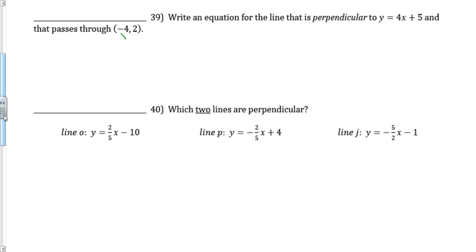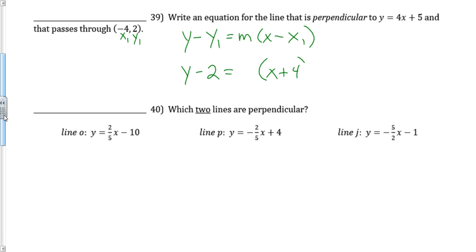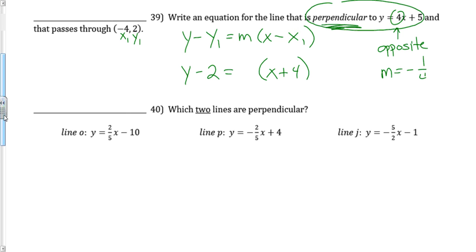Same type of problem here. We got a point, x1, y1. So y minus 2 equals m times x plus 4. Our slope comes from this. If it's perpendicular, it needs to be the opposite of that slope. So the opposite of positive 4 would be -1/4. So our equation would end up being y minus 2 equals -1/4 times x plus 4.